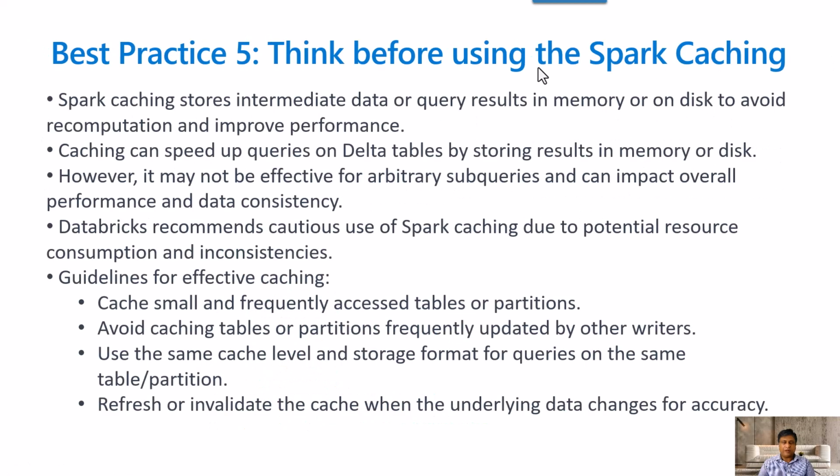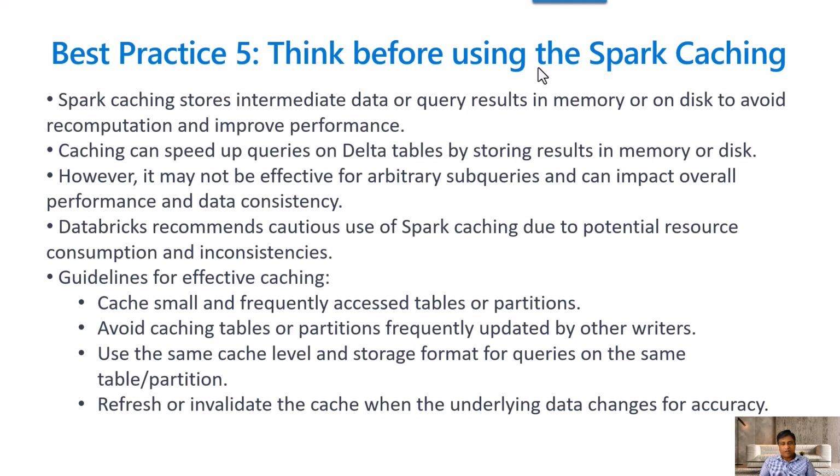Okay, so best practice number 5, think before using Spark caching. Spark caching actually stores the intermediate data or query results in the memory or on the disk, so that you can avoid recomputation of the same data and it can improve the query performance. Caching can actually speed up the queries on Delta tables, and we can store these results in the disk. But there could be problems with this approach.